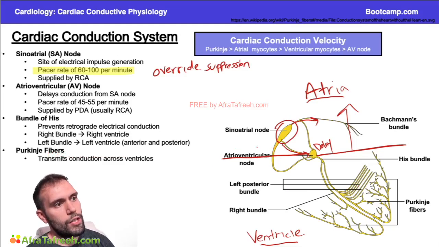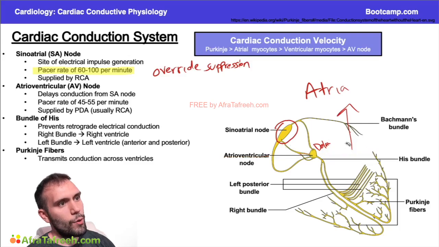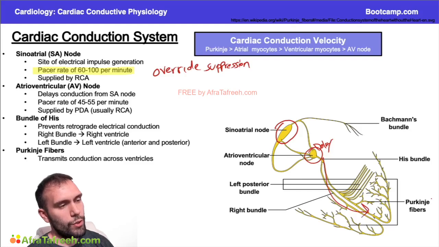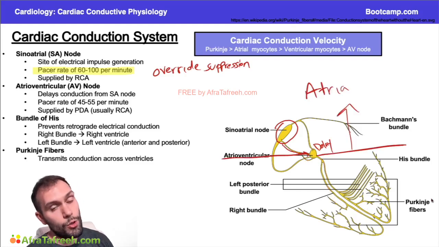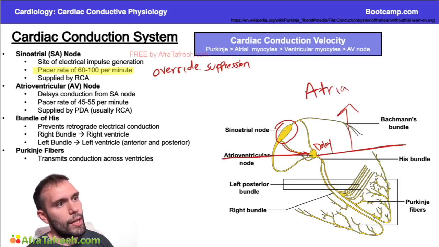The AV node is essentially saying, okay, look, that impulse is coming in, but I'm going to slow that impulse down. I'm going to have a delay here so that the atria can contract first, and then after the atria are all done contracting, now I can send my impulse to the ventricles. These ventricles presumably would be filled at this point, and we would get ventricular contraction, and that would be your systole. Okay, so that's the concept.